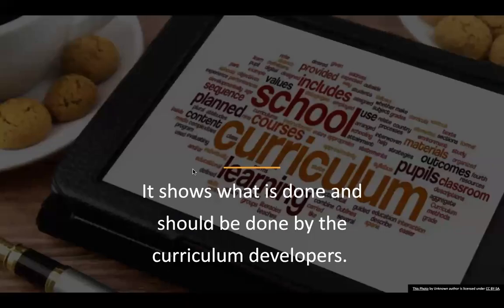Oh, it's supposed to say prescriptive here. Sorry. There it goes. Yay, prescriptive. It shows what is done and should be done by the curriculum developer. So it is prescriptive.